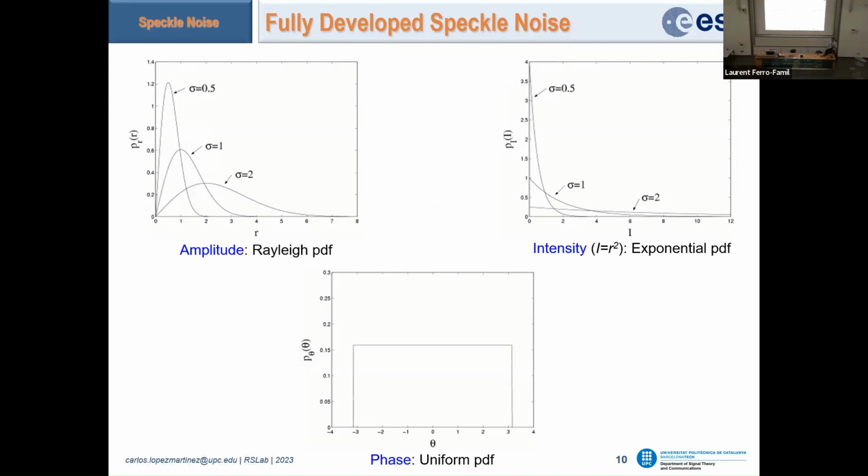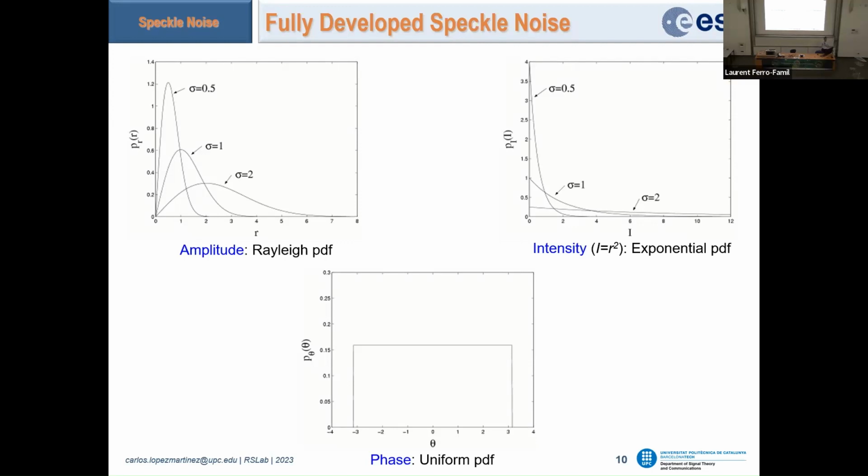So this is how these distributions look like for different values of sigma, the standard deviation. Top left, you have the amplitude, the Rayleigh. On the right, you have the intensity. And on the bottom, you have the uniform distribution for the phase. Okay? If you have any question, don't bother to interrupt me. Just raise your hand and I can clarify your doubts, if any. Okay?